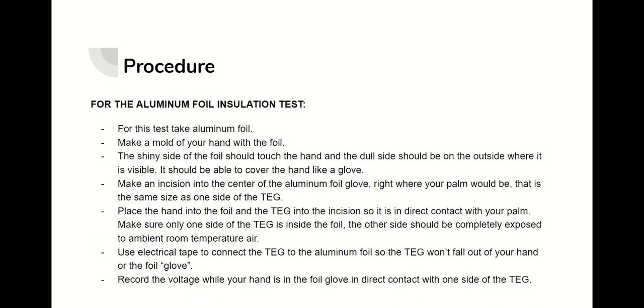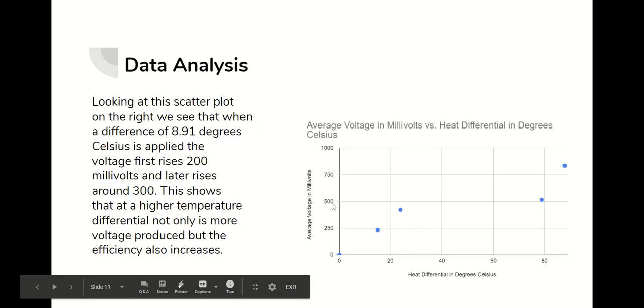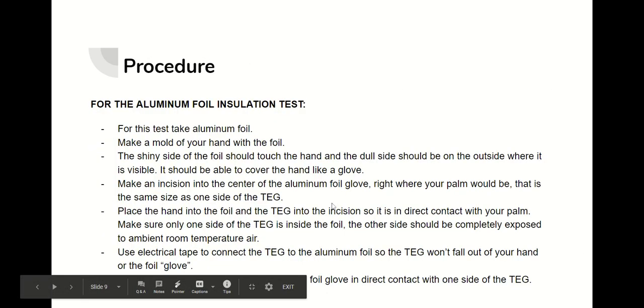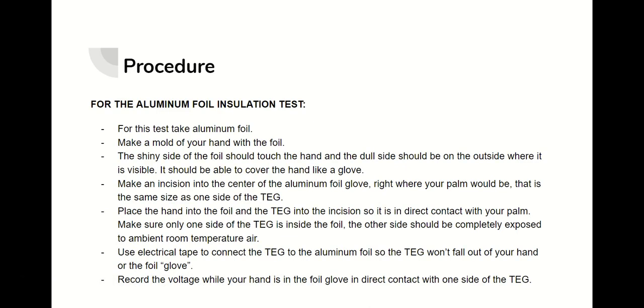So as we move on from our procedure, we go to the aluminum foil insulation test procedure. For this test, rather than just using our hand, we will apply aluminum foil around our hand. We specifically want the shiny side of the foil to be facing inwards to touch the hand, and the dull side to be facing out, because the shiny side of the foil is the side that will trap heat in, and that's what we want. We want to see if we can insulate the heat to try to stop it from dissipating into the ambient air, because maybe that will help to increase the temperature differential, and we want to see if maybe there will be a higher voltage produced if we do this insulation.